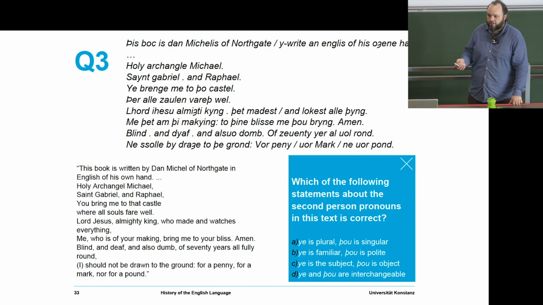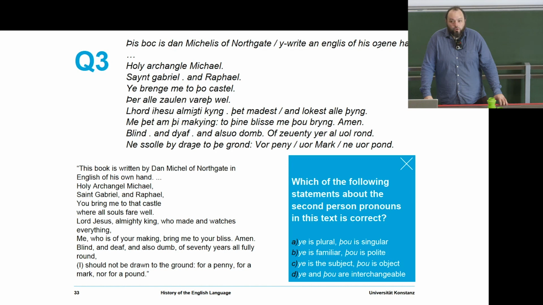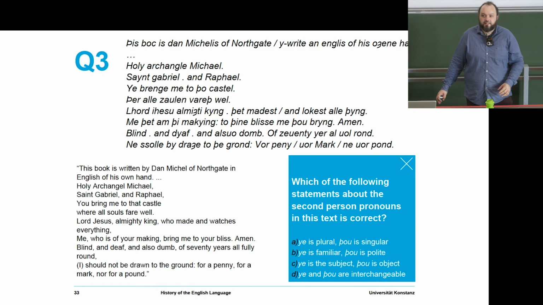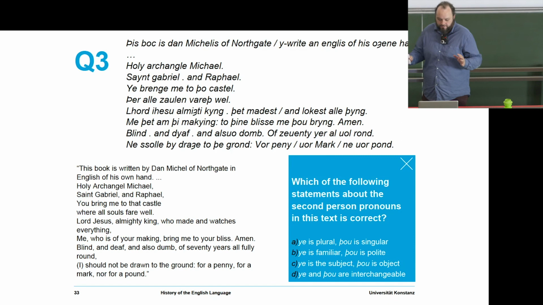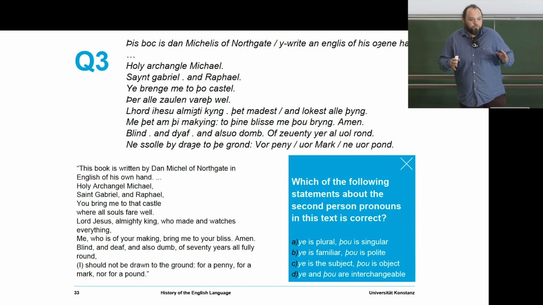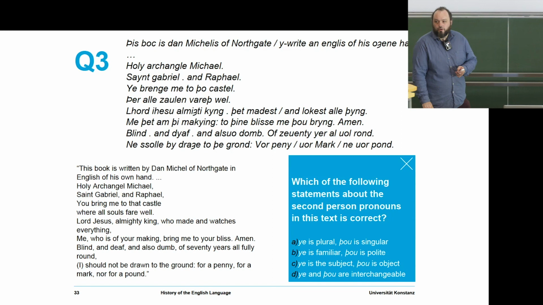There are second person pronouns in this text. There is thou and there is ye. And what you need to figure out here is how they are used. So it starts out, Holy Archangel Michael, Saint Gabriel and Raphael, ye bring me to the castle. And then you've got, referring to Jesus specifically, thou. So what does that suggest? Ye is plural and thou is singular. Yeah, that seems to be the most plausible explanation here.